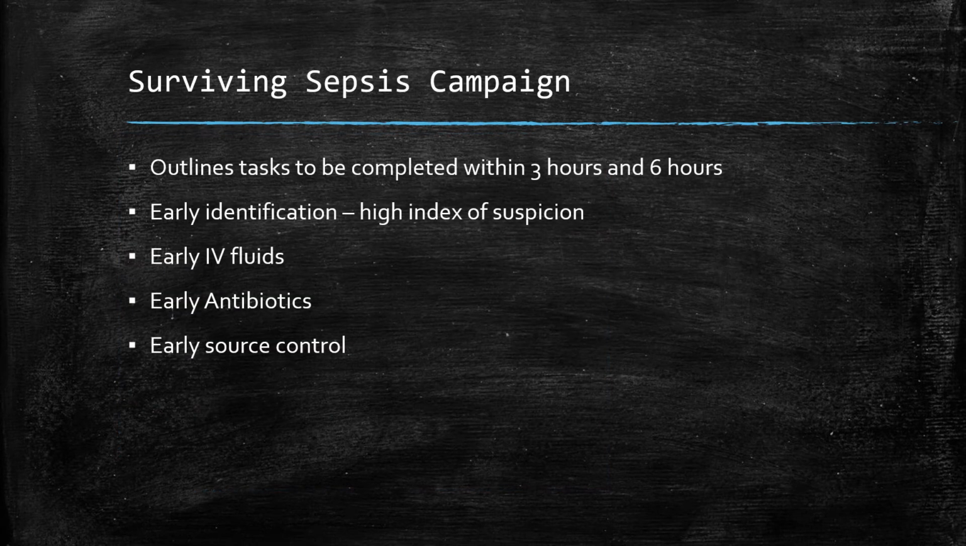The Surviving Sepsis campaign is a global initiative to reduce the morbidity and mortality from sepsis. This campaign outlines several bundles to be completed within 3 hours and 6 hours. The basic idea is that the septic patient should be identified early, and that this will require a high index of suspicion. Once a patient is suspected to be septic, then there are protocols to begin early and vigorous IV fluid resuscitation and to start antibiotics early as well. Next, source control will be key, and this should be done as quickly as possible as well.